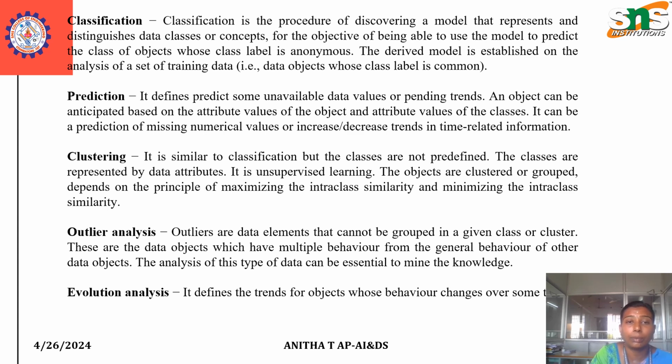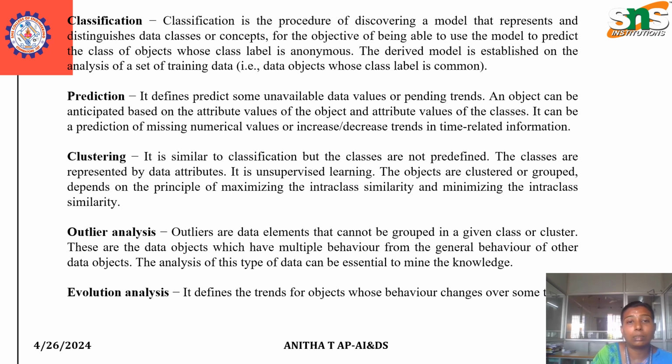Prediction is defined as predicting some unavailable data values or pending trends. An object can be anticipated based on the attribute values of the object or the attribute values of the classes. It can be a prediction of missing numerical values or of increase or decrease trends in time-related information.